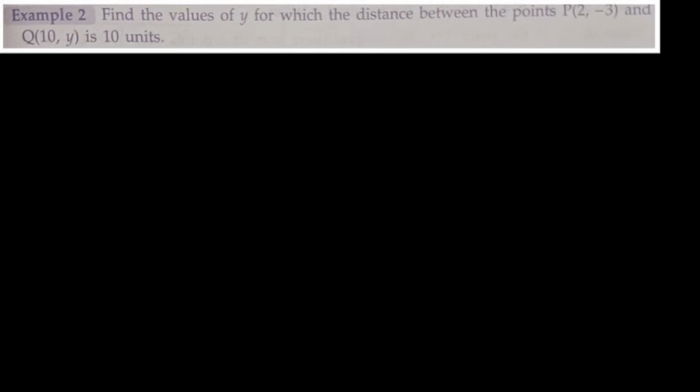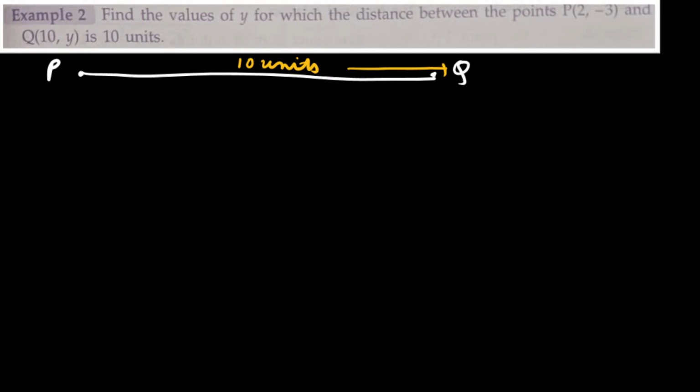Next question you can see, find the values of y for which the distance between the points P and Q is 10 units. So 2 points are given. I am just drawing. 2 points are given to us as P and Q, and the distance between PQ is also given to us. It's mentioned the distance between P and Q is 10 units. And the coordinates are also given to us. The coordinates of point P is 2, comma minus 3.